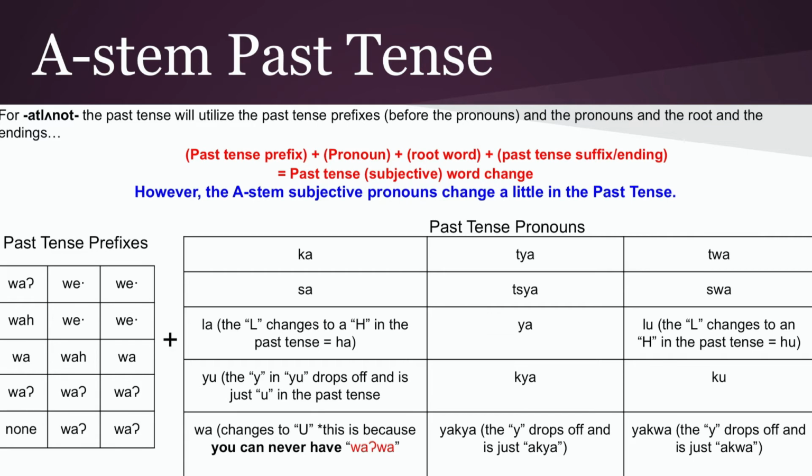This is the only stem that this happens in, and it's a little weird because we're like, where's the prefix and where's the pronoun? There actually is no prefix, only for that last one in the first column for an older she or it, and the pronoun wa changes to a you. It's mainly because you can't have a wa and a wa together. It's just kind of an Oneida language grammar rule, I guess you could say. That can't happen. So you'll see that noted in red.